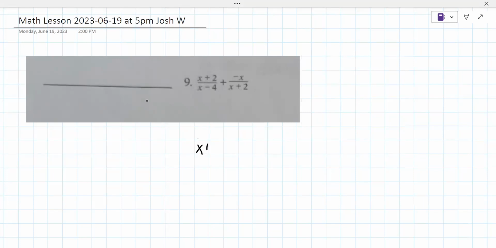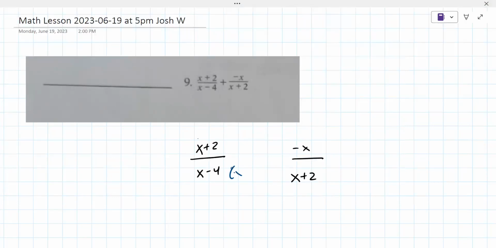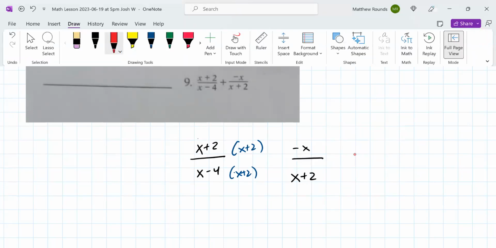To do a problem like this, you have to make a common denominator, and your common denominator is what is missing from the other one. So on the left here, the left one is missing an x plus 2, and it does not come from the top. It comes from the bottom over here. They're both missing an x plus 2. The one on the right is missing an x minus 4.